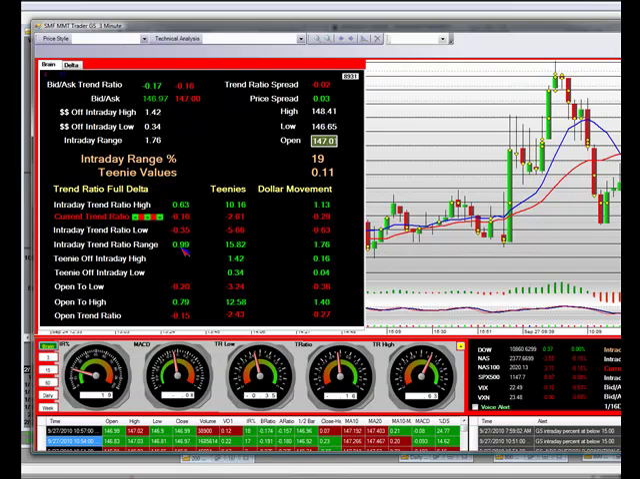And we had an intraday trend ratio peak of 99. Look at that. And 15.